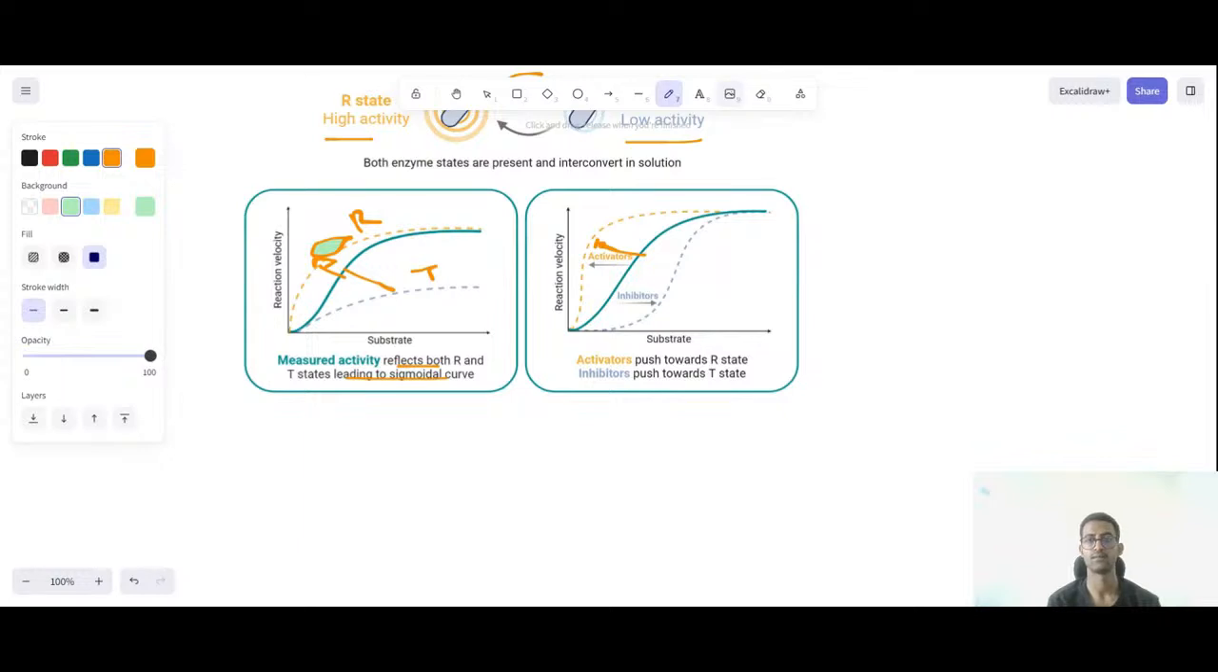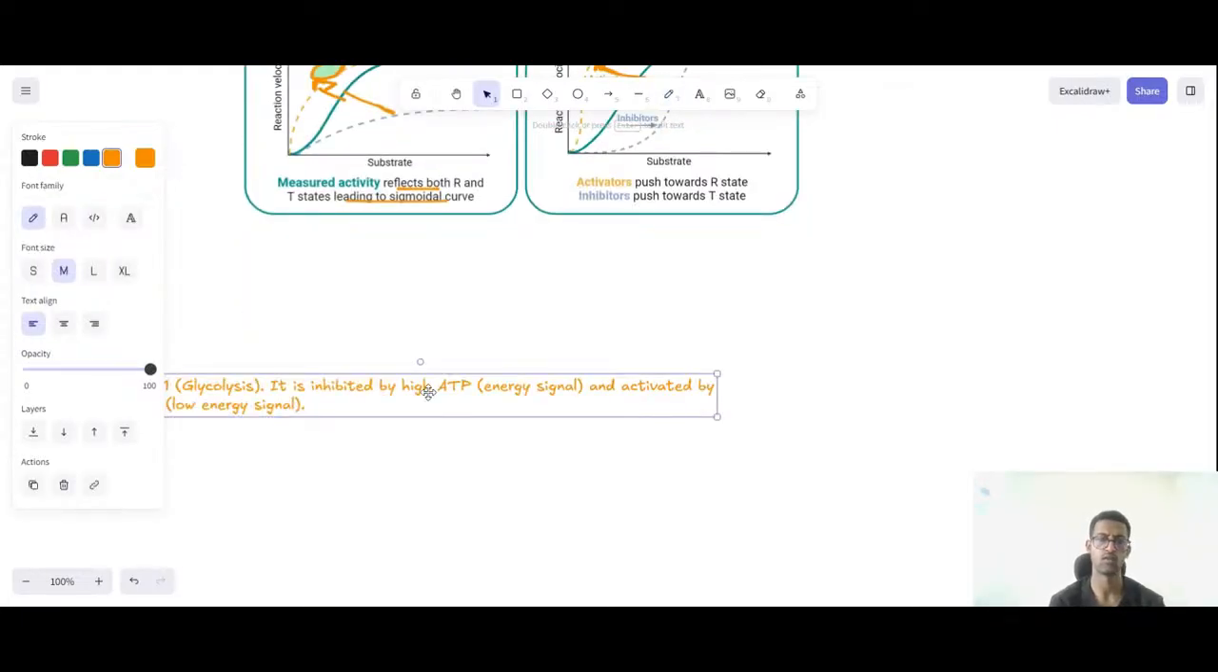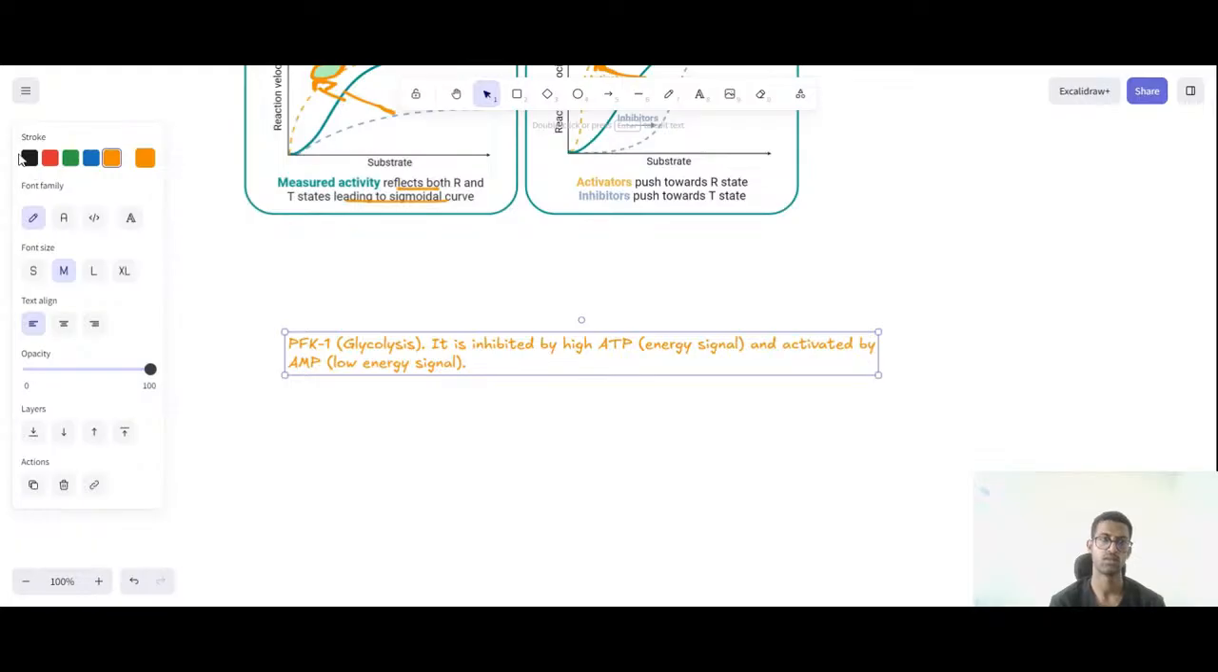This is one of the differences, because for example glycolysis PFK1 is inhibited by high ATP and activated by this. We will see PFK1 in glycolysis later and look at the reaction. This is not the main concern of the course, but these are the examples.